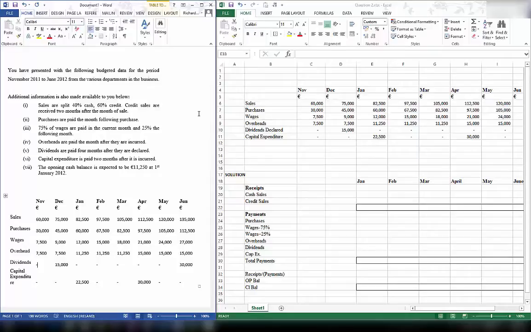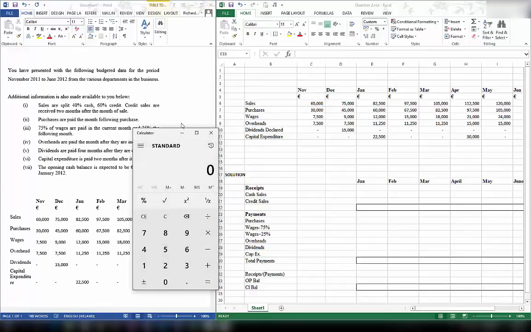So in this case, we have sales in January, because remember, we're looking at January to June. The November, December data is just data to help us. When we look at our receipts here, we look at our cash sales from January. In January, we had sales of 82,500, and we know that 40% of those sales are cash that we're going to receive now, and 60% are going to be sales that we receive in 2 months.